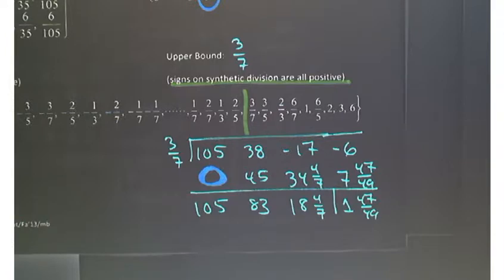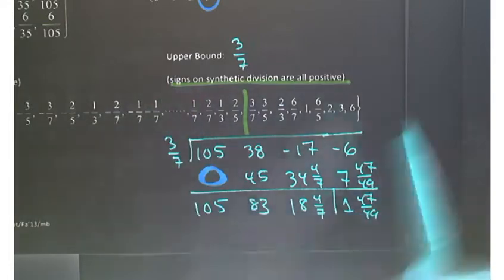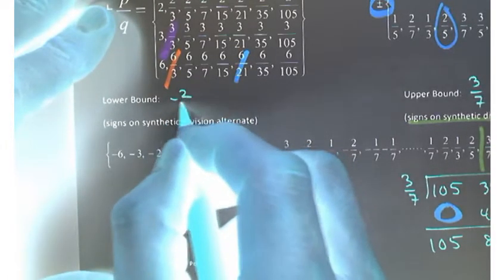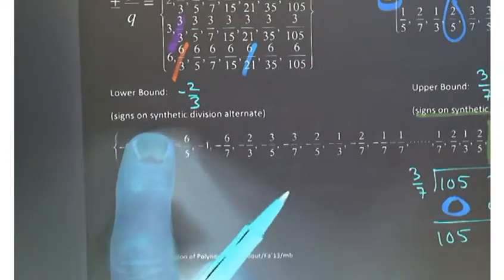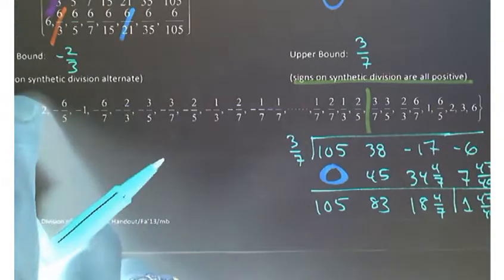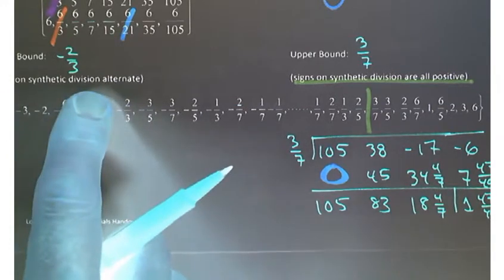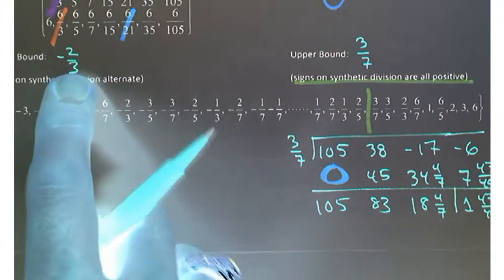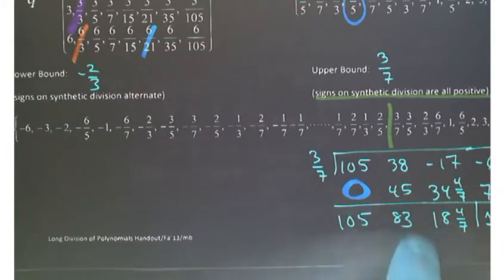If this was a usual semester, then there might be a bonus question on upper bound and lower bound. A lower bound would be something like negative 2/3. But the thing for lower bounds is that I don't want all these to be positive. I want them to alternate sign. So 2/3 doesn't work out any easier than 3/7, so that's why I'm not going to go through it.